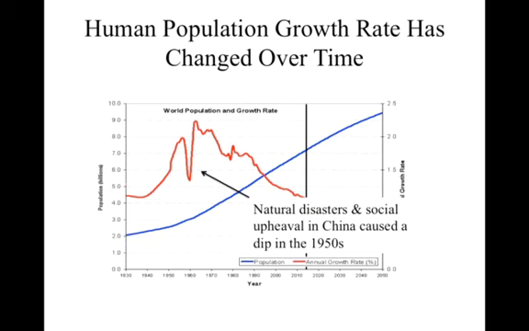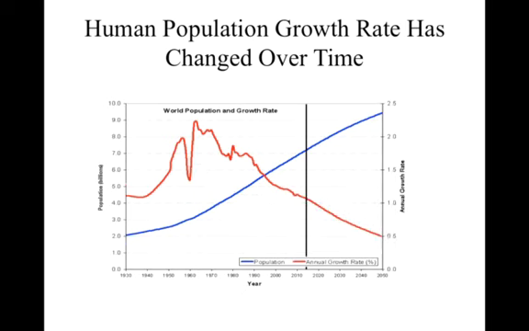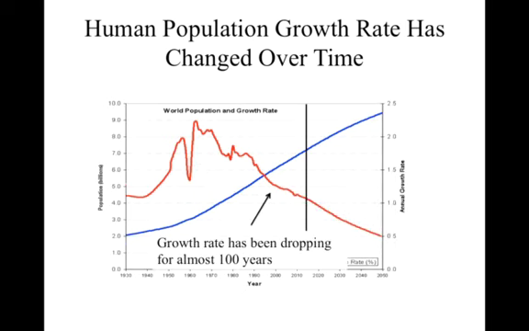There were some natural disasters. There was social upheaval in China, where there was initially a lot of growth going on, and that caused a pretty big dip in our growth rate in the 1950s. And then pretty much ever since then, the human population growth rate has been dropping. It's been dropping for almost 100 years.